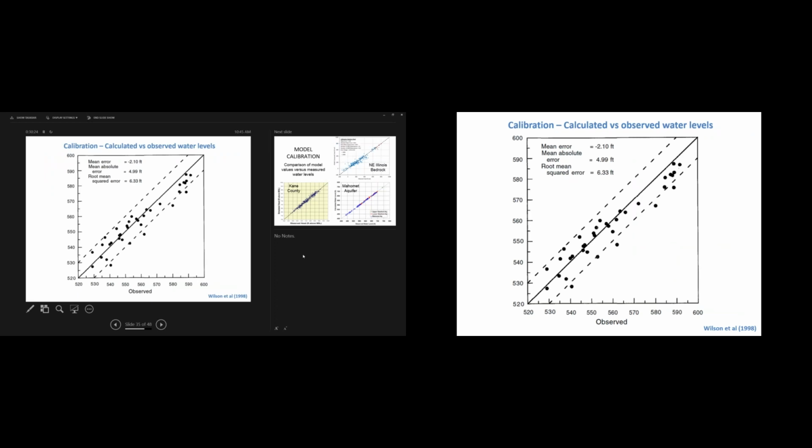This is a calibration curve. This is your calculated versus your observed value. And then you plot it up, and if everything's perfect, they should fall on the 1-to-1 line.